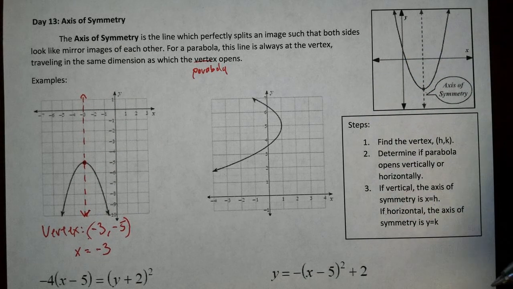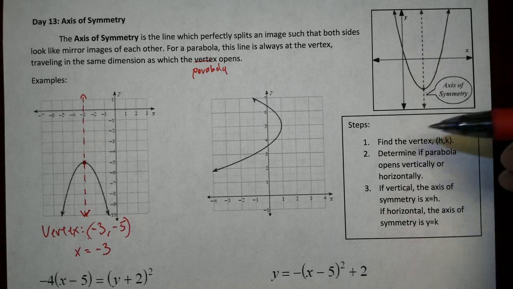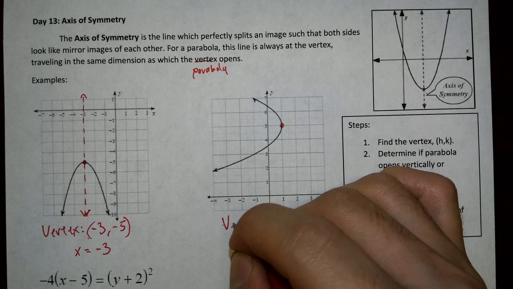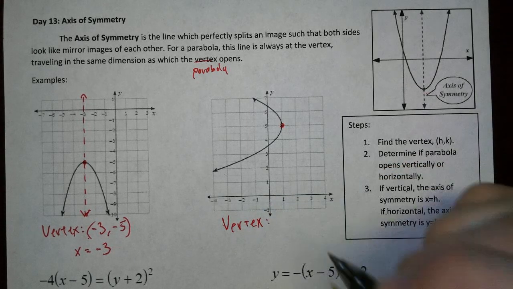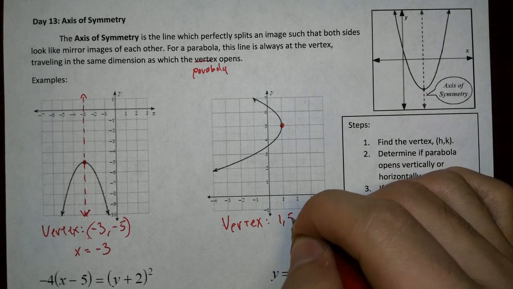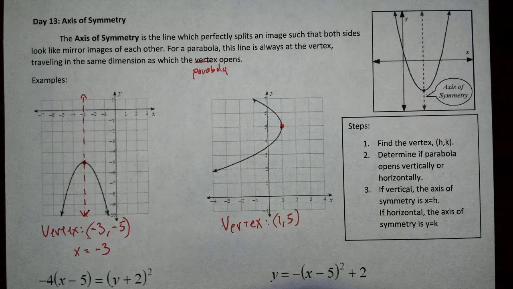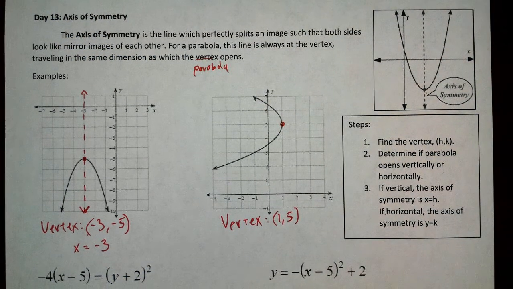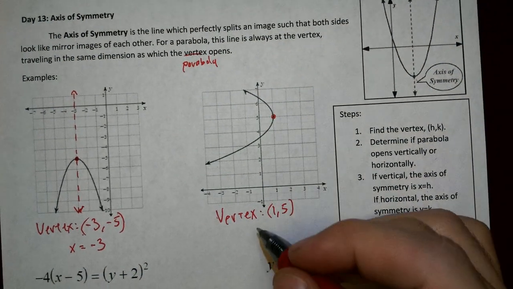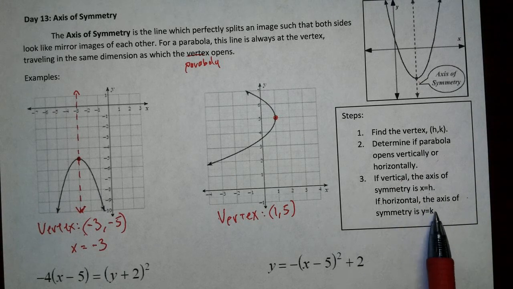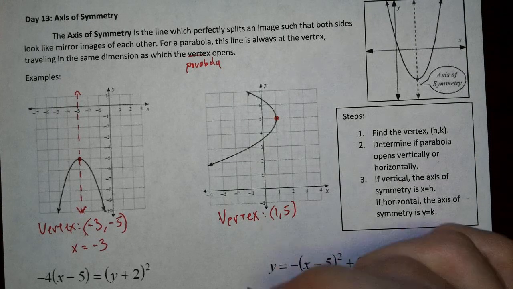So we're looking for the axis of symmetry, and step number 1, we want to find the vertex. So our vertex is right here, and so that's going to mean that our vertex is 1, 5. And now we want to determine if our parabola is opening vertically or horizontally. And here we can see, right, it's opening horizontally. You can see it going kind of like this. And so it's opening horizontally, and so that's going to mean that our axis of symmetry is going to be y equals k. And remember, k is the y value of our vertex.